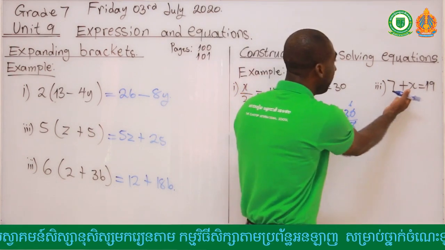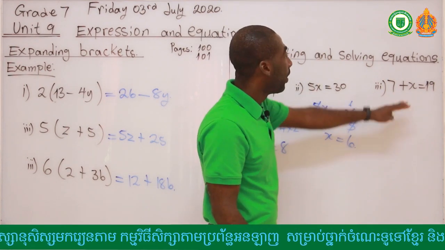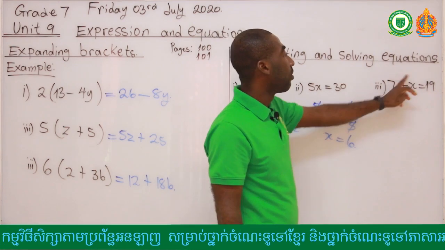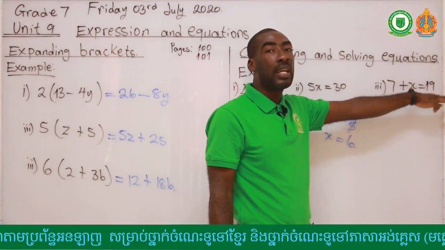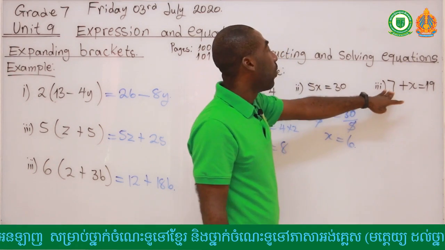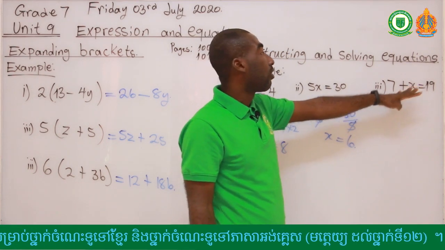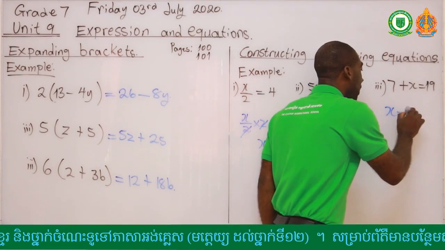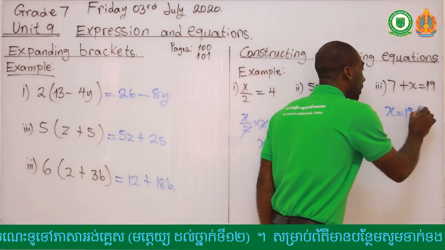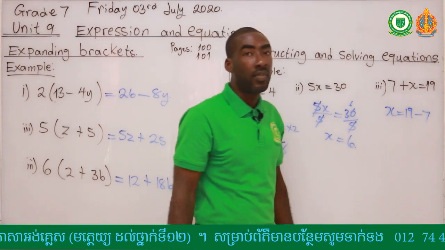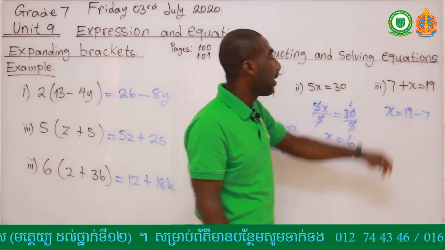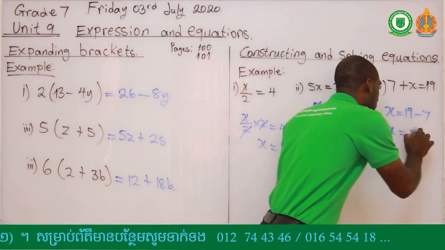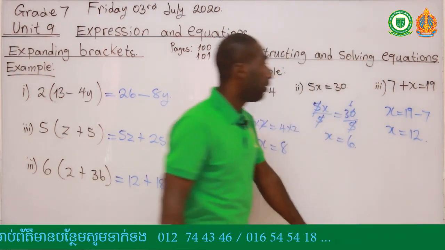Okay, so let's see this one too. So we want to make x the subject. That means 7 has to cross the equal sign to the other side of the equal sign. Once 7 is positive here, when it crosses, it becomes negative. Okay, so our equation is going to be x equals 19 minus 7. We want to find x as a single digit, so that will be equal to 12.